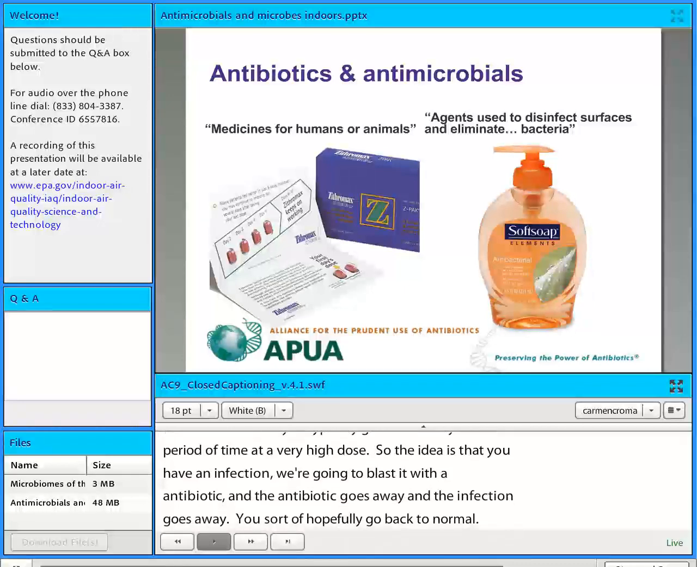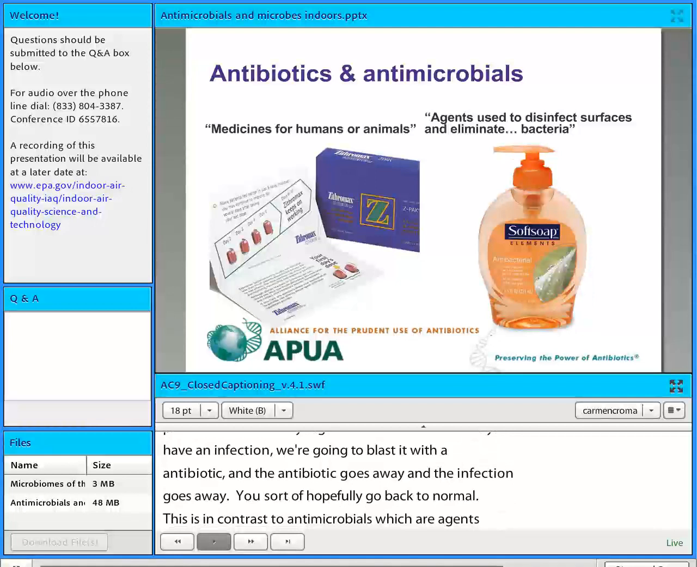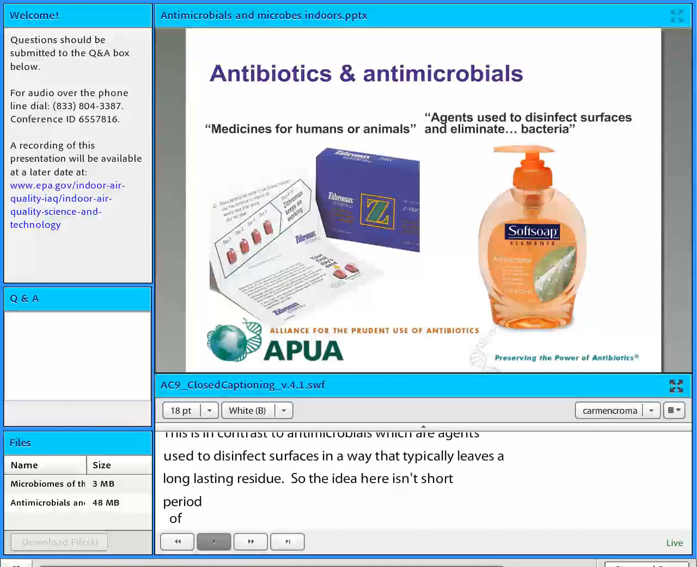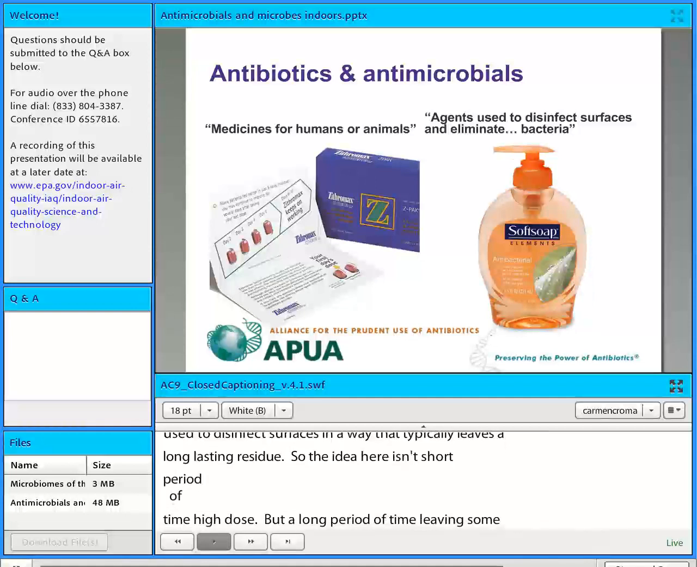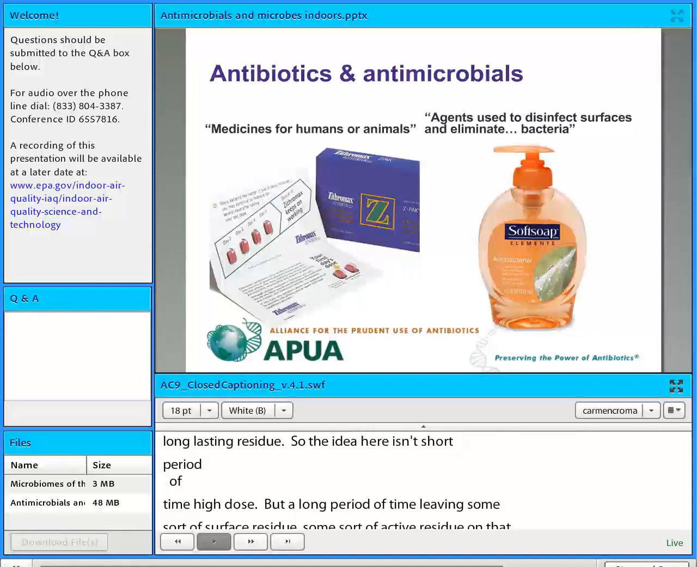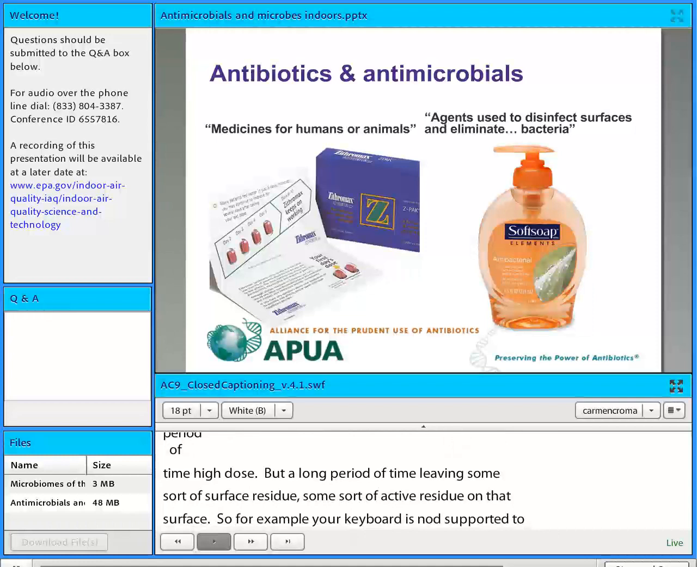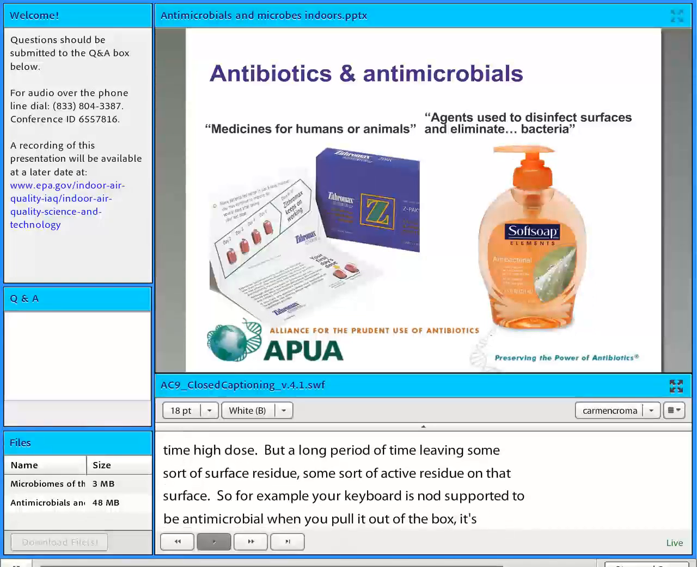This is in contrast to antimicrobials, which are agents used to disinfect surfaces and eliminate bacteria in a way that typically leaves a long-lasting residue. So the idea here isn't a short period of time, high dose, but a long period of time, leaving some sort of active residue on that surface. So for example, your keyboard is not supposed to be antimicrobial just when you pull it out of the box. It's supposed to stay antimicrobial for, I don't know, as long as you use it.